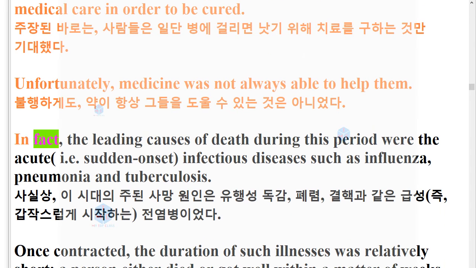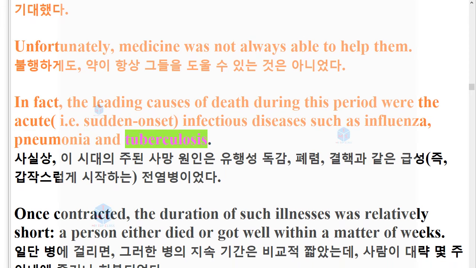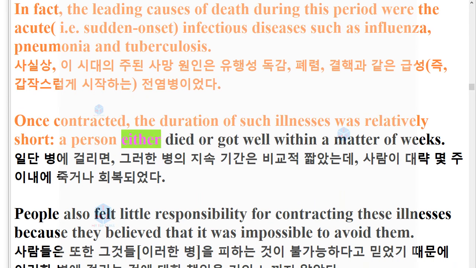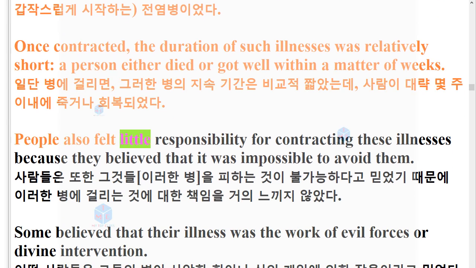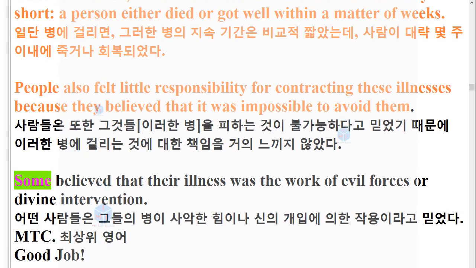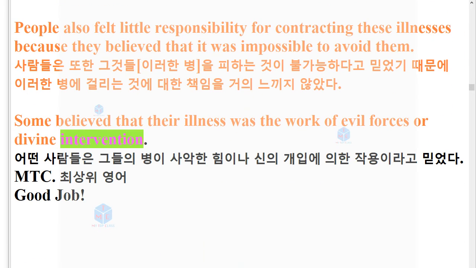In fact, the leading causes of death during this period were the acute, i.e. sudden onset, infectious diseases such as influenza, pneumonia, and tuberculosis. Once contracted, the duration of such illnesses was relatively short, a person either died or got well within a matter of weeks. People also felt little responsibility for contracting these illnesses because they believed that it was impossible to avoid them. Some believed that their illness was the work of evil forces or divine intervention.